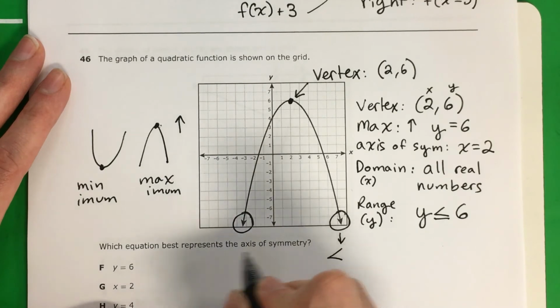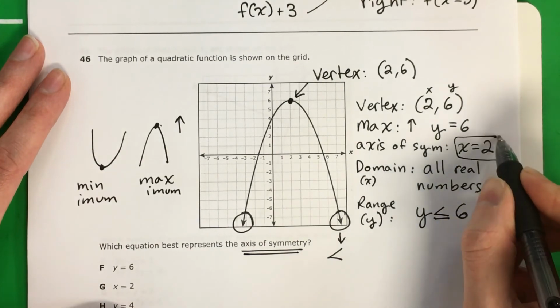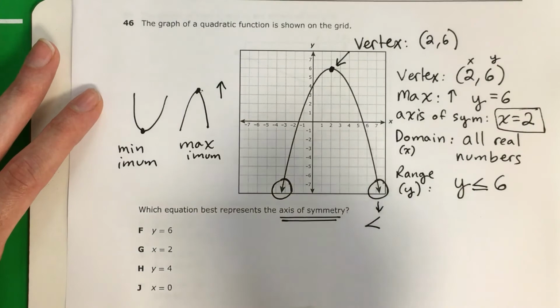Now they said they wanted which equation best represents the axis of symmetry. We want the axis of symmetry, so that is x equals 2. So that is G.